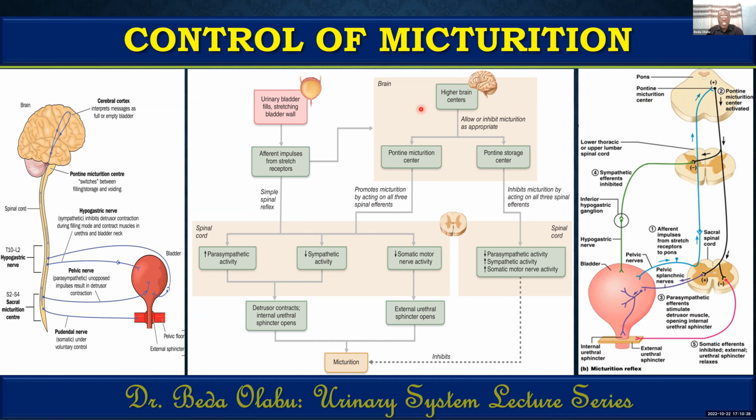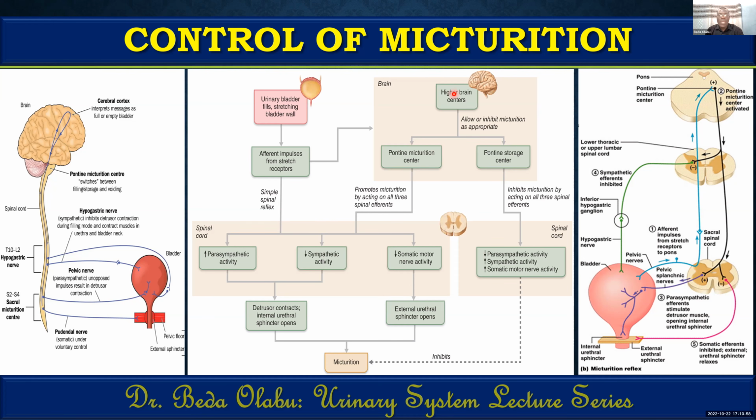Now, higher centers of the brain, when they receive that, will allow or inhibit micturition as appropriate. If it is correct to void, fine, it will allow micturition. If it's not correct to void at that time, it will inhibit the micturition reflexes. The higher centers largely operate by acting on the pontine centers that control micturition. So we have the storage center as well as the micturition center.